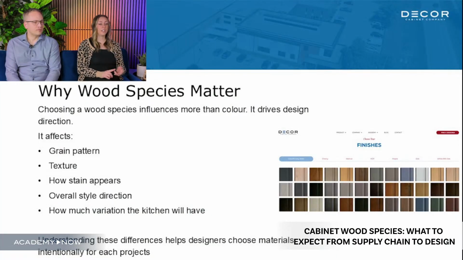So Jasmine, can you tell us from a design perspective why it's important to know the different types of wood species? For sure. Wood species really matters because it influences more than just color. As we look at our slides, it helps drive design direction. It affects the grain pattern, the texture, how stain appears, overall style direction, and how much variation the kitchen will have. So understanding these differences really helps designers choose materials intentionally for the project.